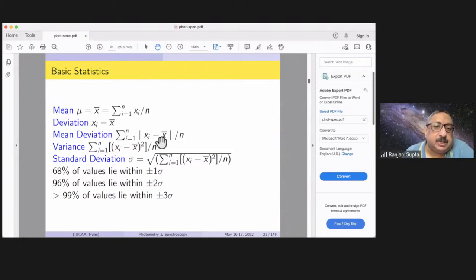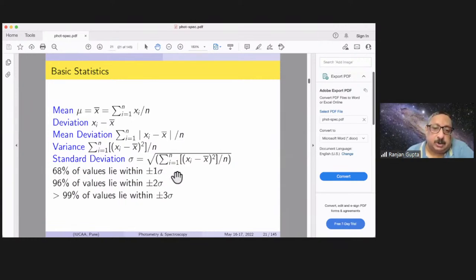And the mean deviation is just the summation of that. And then this is the variance. So these are the standard statistical quantities for any data. And what is called a standard deviation comes out from this. All this can be very nicely programmed in any language, C or Python or whatever. What is more important for observation is these last three things.